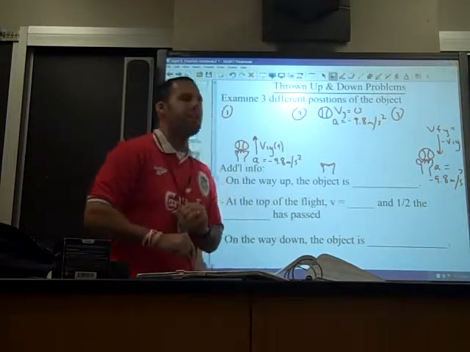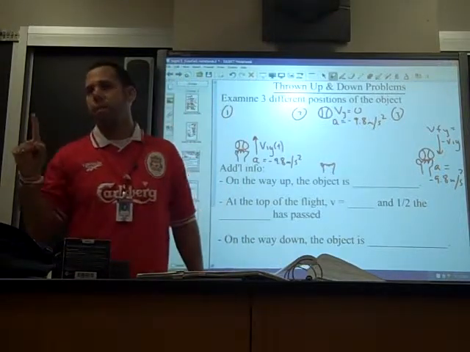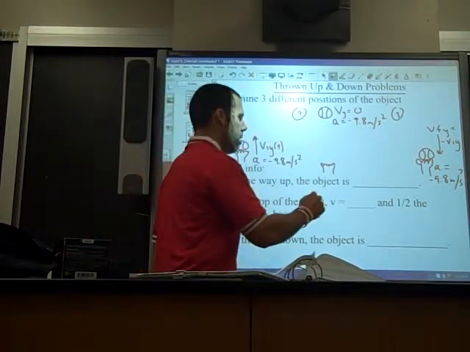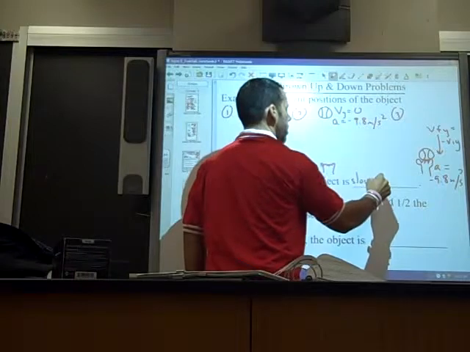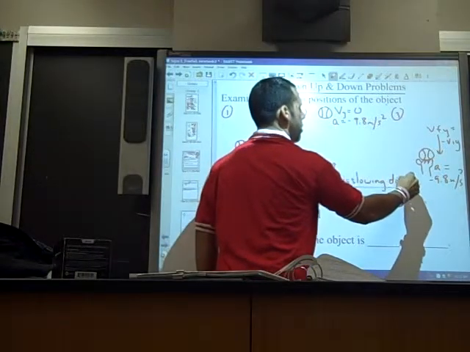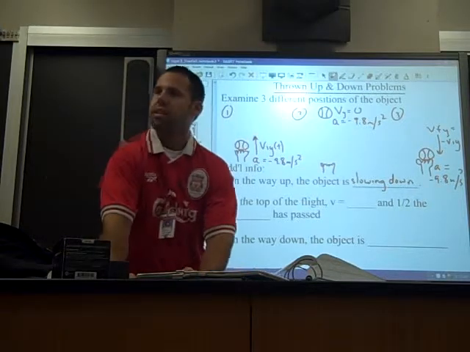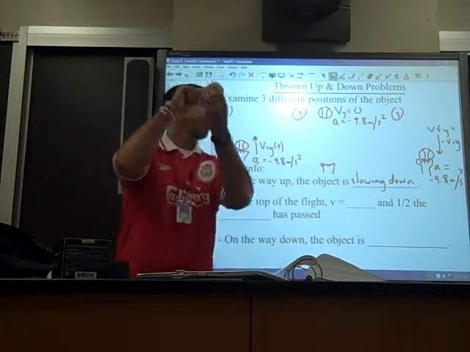Okay? So let's summarize this now with some words. On the way up, the object is speeding up or slowing down? Slowing down. Why is it slowing down? What's acting on it? Gravity is accelerating it downwards. So as it's going up, it's slowing down.